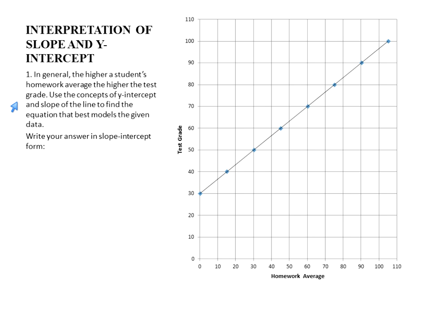In general, the higher a student's homework average, the higher the test grade. Okay, that makes sense. Then it goes on to say, use the concepts of y-intercept and slope of the line to find the equation that best models the given data. And ultimately, we're being asked to write our answer in slope-intercept form. Okay, so we've just got an idea of what that means. Now we're going to look over here and study the graph.